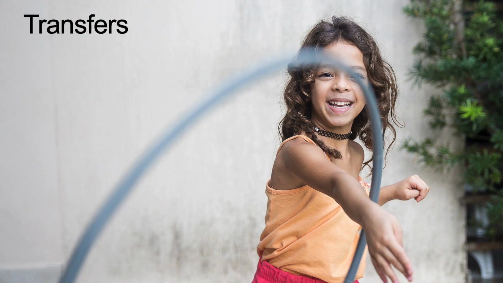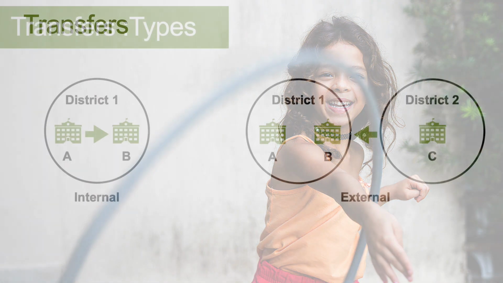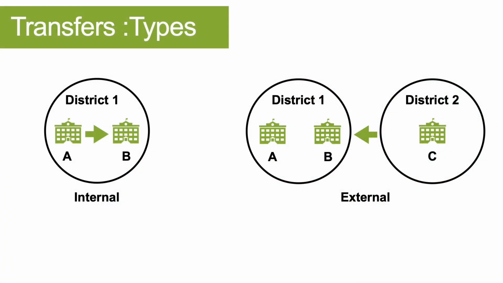Talk a little bit about transfers. There are two types of transfers, internal and external. For the internal transfers, it's regarding transferring a student from one building to another in the same district. This is with existing students, so this is not about adding a new student to the system. That's a completely different process. But if it's the same student that has already been added to the system and they move from one location to another, that's an internal transfer.